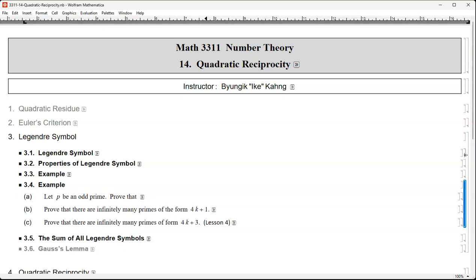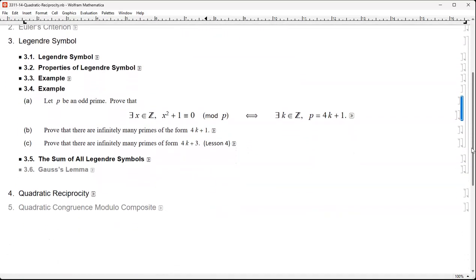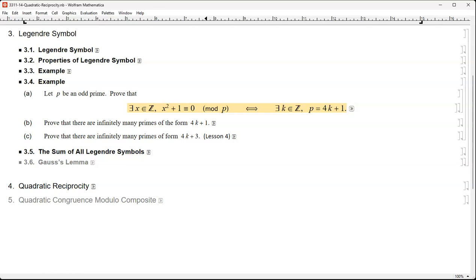Previously, we went through example 3.4a. Let P be an odd prime and prove that -1 is a quadratic residue if and only if P is an odd prime of 4k plus 1 type. We went through that, I believe. You can rewrite x squared plus 1 congruent to 0 as x squared congruent to -1, so that we get -1 is a quadratic residue. Okay, we went through that. So this is a characterization of 4k plus 1 type odd primes.